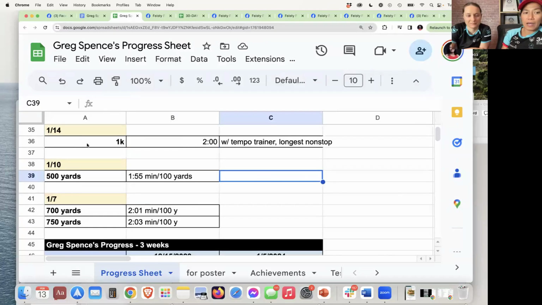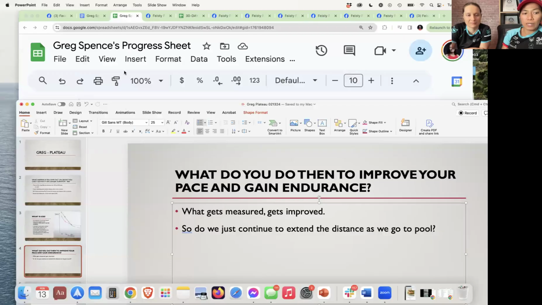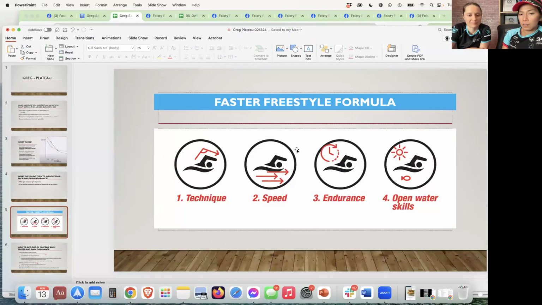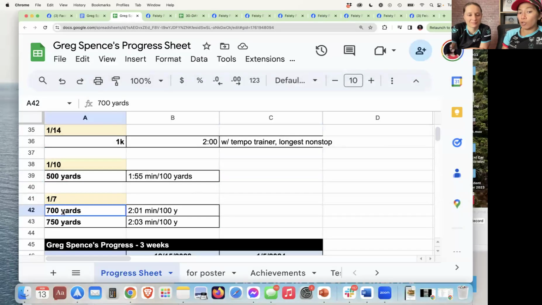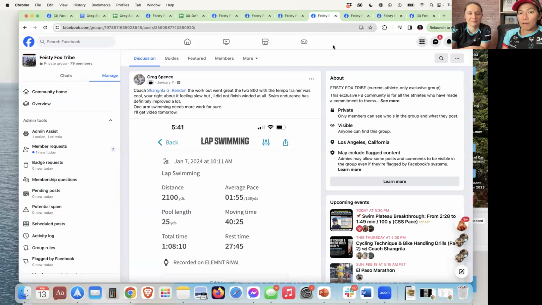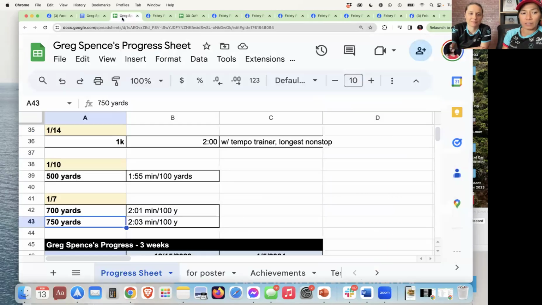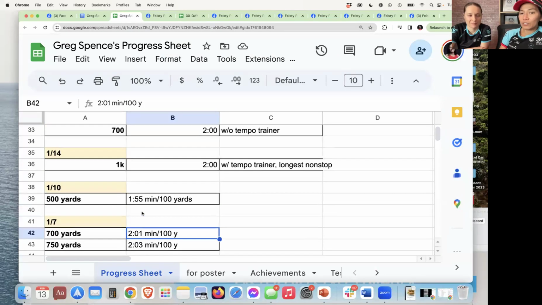And the other thing, athletes, is that when I say speed here, it's basically pacing. So I'm showing you here bigger, longer intervals now. That's when he said, I'm improving my endurance. Swim endurance has improved. That was January 7th. And that is because that's what he's doing. He's doing 700 and his pace is good, 2 minutes. Continue to push.